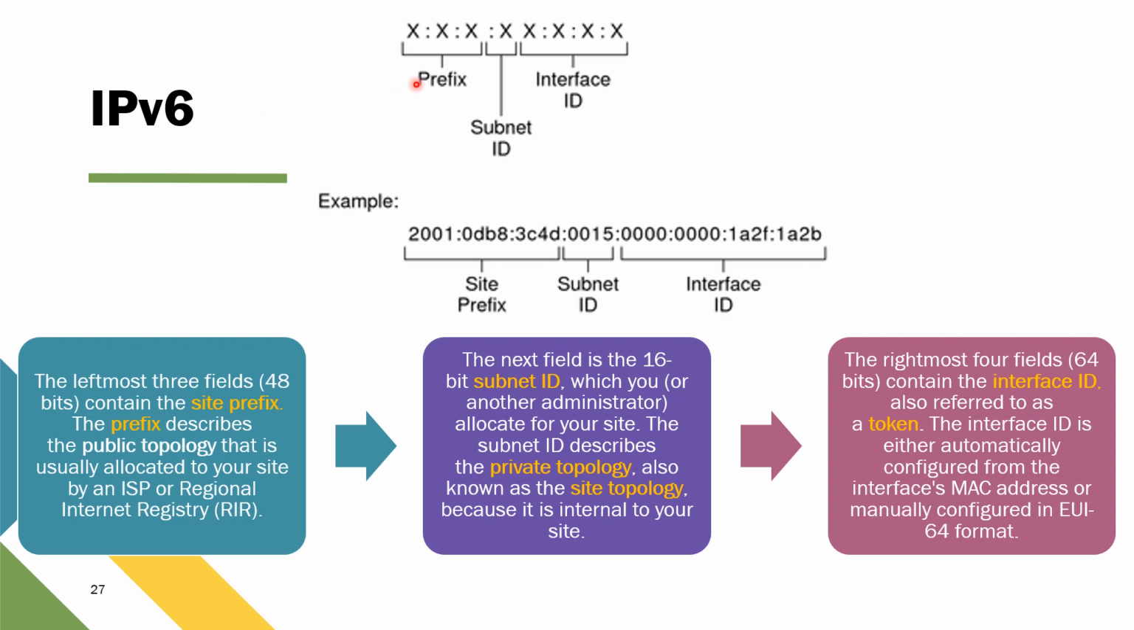Okay, so if you can see here, they will have 8 alphanumerical number combinations over here. So the first 3 are assigned under the prefix, and then 1 for the subnet ID, and the last 4 are the interface ID. Okay, so let's see what the site prefix, subnet ID, and interface ID are. Okay, so the site prefix describes the public topology that is usually allocated to your site by an ISP or regional internet registry.